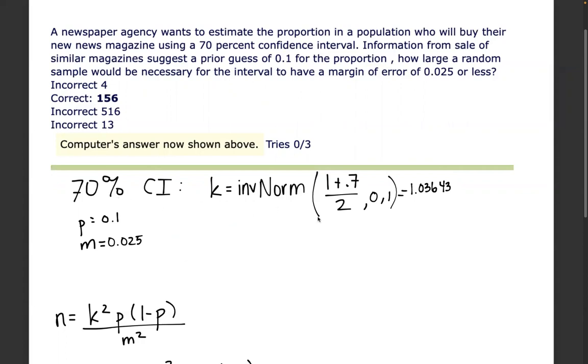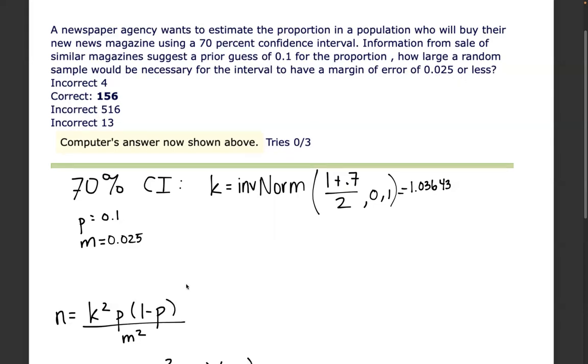So if we want to find our K, we're going to do inverse norm of (1 plus 0.7), because this is our confidence level here, divided by 2, and then mean 0, standard deviation 1. So our K is 1.03643. And then if I'm just writing what was given to us, our P is going to be 0.1, because that's our prior guess for the proportion. And our margin of error is going to be 0.025 or less.